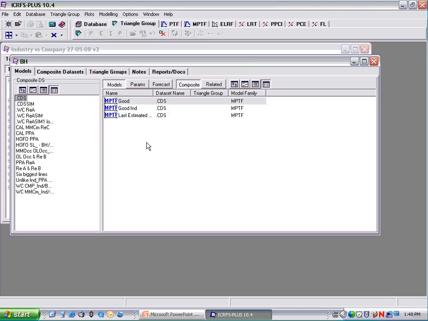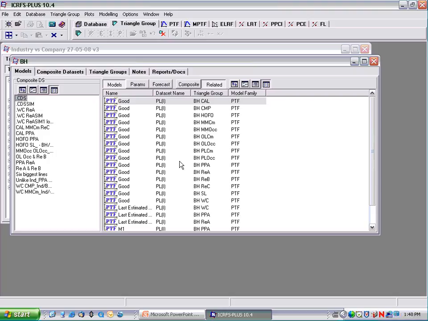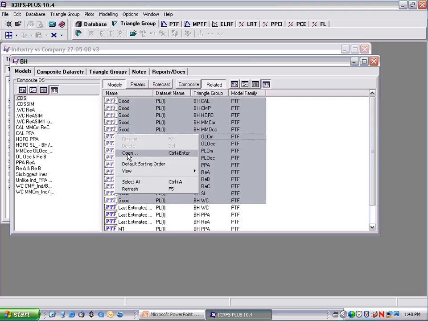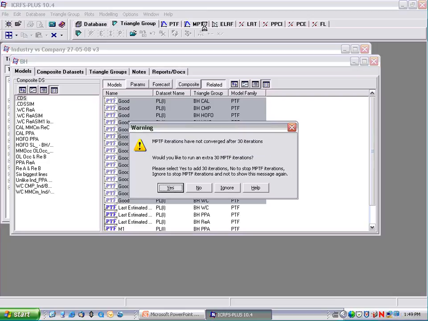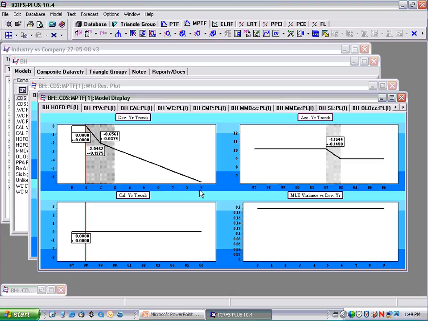The starting point in designing a composite model are the models that were already designed in the Probabilistic Trend Family modeling framework, in the PTF modeling framework. And each one of these I call good. So what you do is you run these first in MPTF, in the multiple Probabilistic Trend Family module. We won't have to do more iterations because we're going to change the correlations.